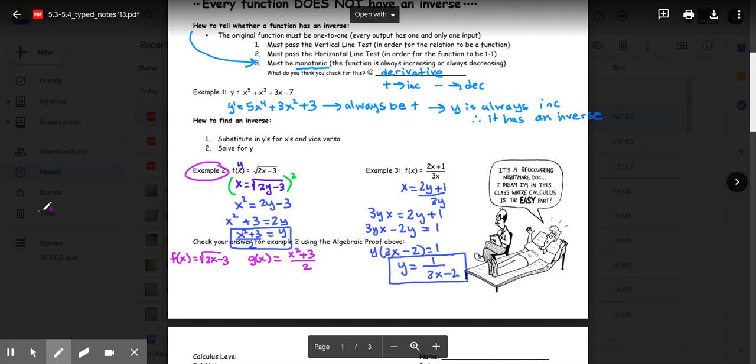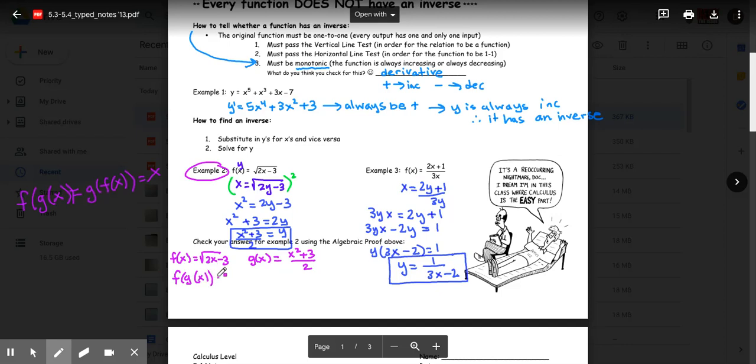The algebraic proof says that if you take a function and its inverse and you compose the two, either way, f composed with g or g composed with f, you should get back x. Okay, that's how you know two functions are inverses of each other. So we're going to do it both ways. So let's start with f of g of x.